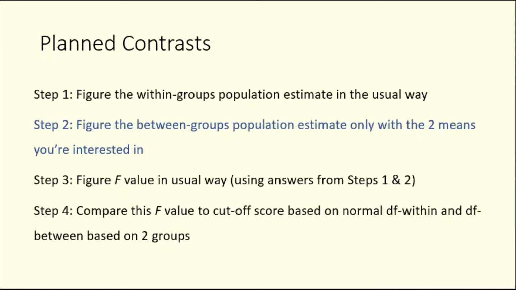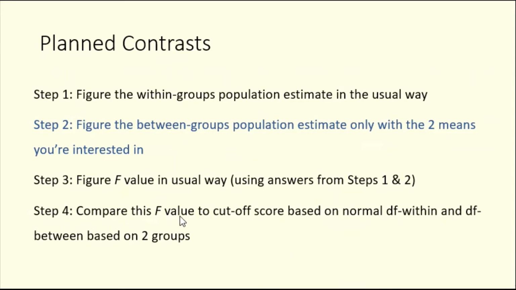So with that in mind, a little more detail about our planned contrast. If we wanted to calculate this by hand, we would figure the within groups population estimate the same way that we did for our ANOVA. We're going to figure the between groups population estimate for our ANOVA, except only using the two means that we're interested in. And again, this is after we've done the ANOVA, after we have rejected the null hypothesis. And then using this adjusted between groups population estimate, we're going to figure our F value in the usual way.